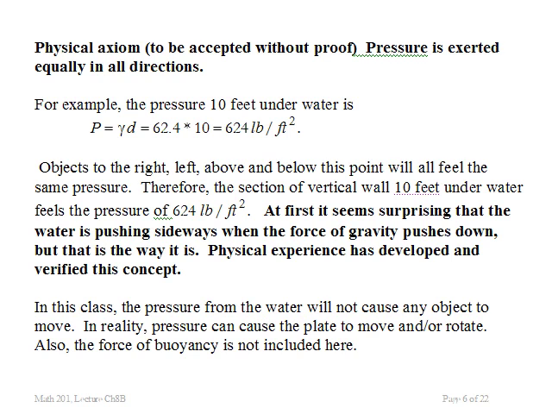Now we're going to state here this physical axiom. An axiom is something that's accepted without proof, and that is that pressure is exerted equally in all directions. So say you are under 10 feet of water. The pressure at this depth is the specific weight of the water, which is 62.4 from the chart given a couple slides ago, times the depth, which is 10 feet, and we end up with a pressure of 624 pounds per square foot.